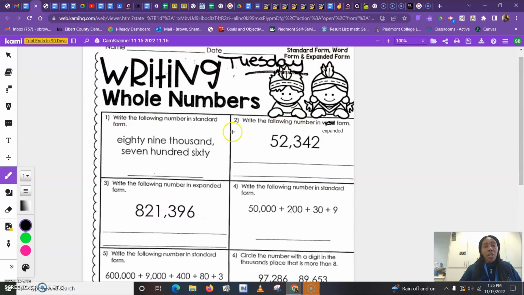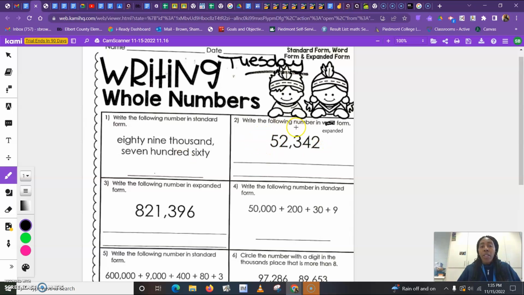What you would do for this part is writing whole numbers. Write the following number in standard form for number 1. So this number says 89,760. So you would just write that number on this line right here. So this is word form, and you're just writing it in standard form, which is just a regular number, the digits. So 89,760. So it's going to be 5 numbers in all.